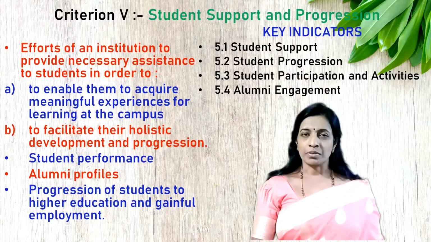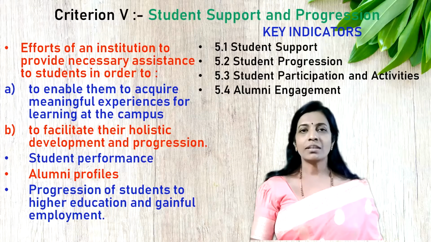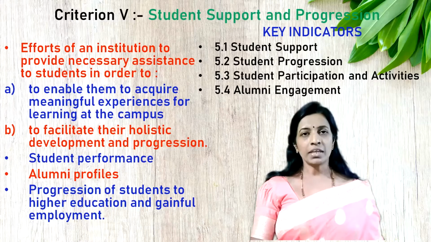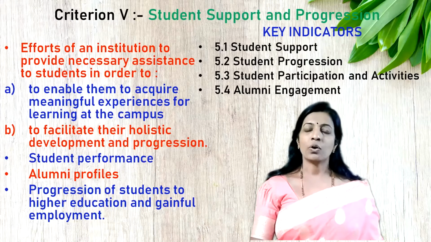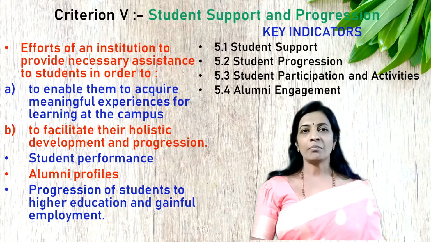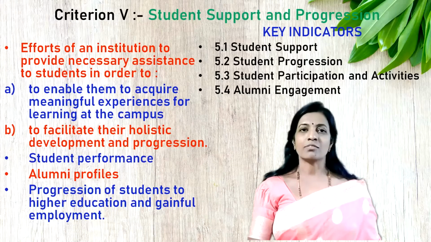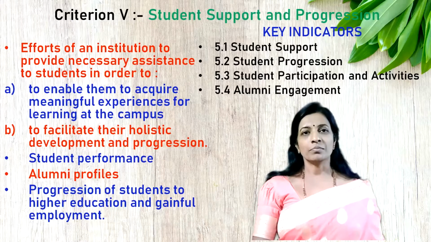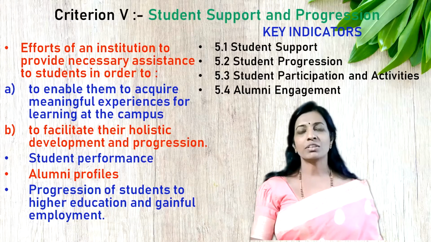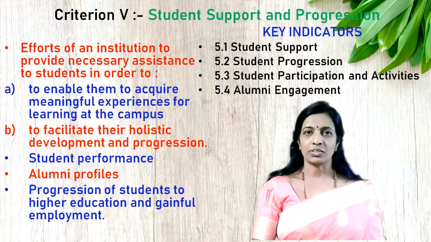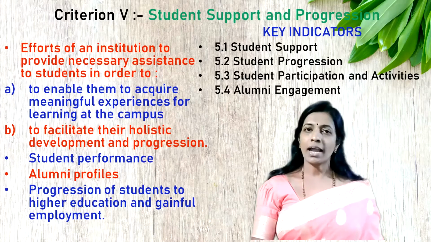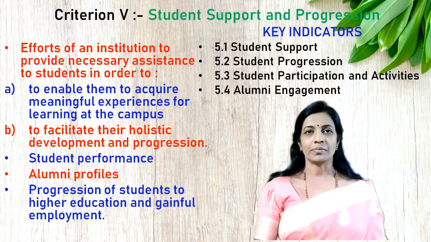Alumni engagement is again another important key indicator under this criteria. NAAC tries to assess whether the higher education institutions have been keeping in touch with the alumni, maintaining their profiles, and also using these alumni associations as a student support program and for mobilization of resources which is being done through the alumni associations.